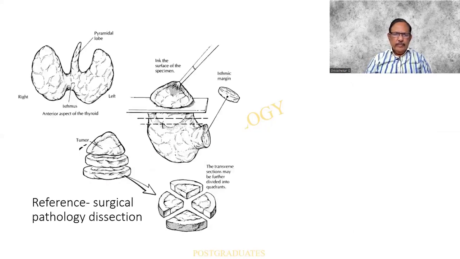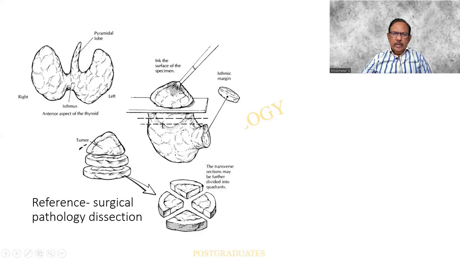Look at this beautiful picture over here. References, surgical pathology, dissection. Pyramidal lobe, everything is over here. And then there is a cut surface. And they are able to find the margin over here. That is why it is being inked. And the cut surface over here will be giving us sufficient knowledge of it. Multiple sections are being given because there is a nodularity that they have made out. And that again is being divided into 4 pieces, quadrisected.